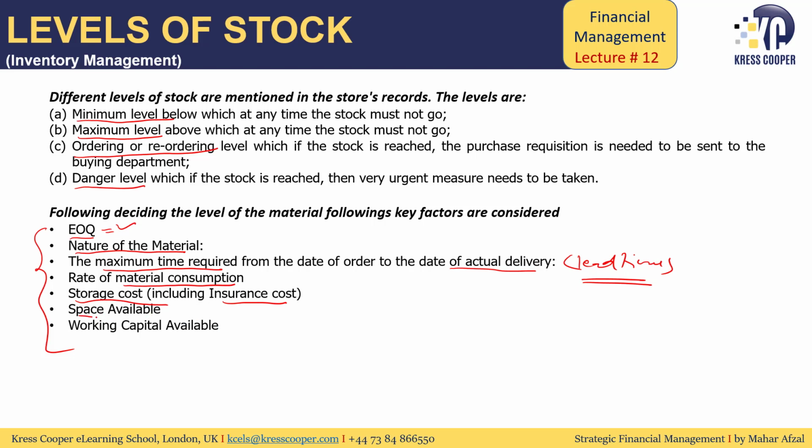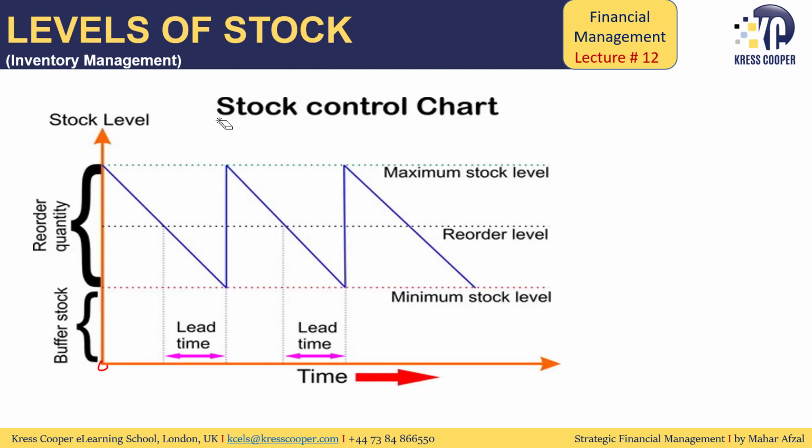Is space available, and is working capital available? All these key factors will be considered while deciding what should be the level of the stock. This stock control chart will give us more clarity about the movement of the stock, about the maximum level of stock, and about the minimum level of stock as well.